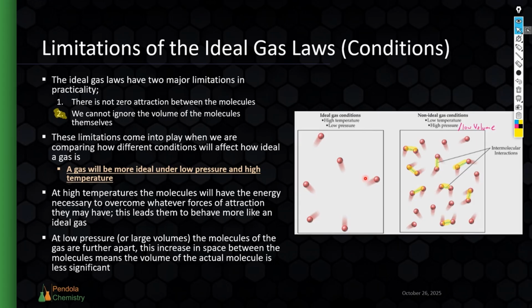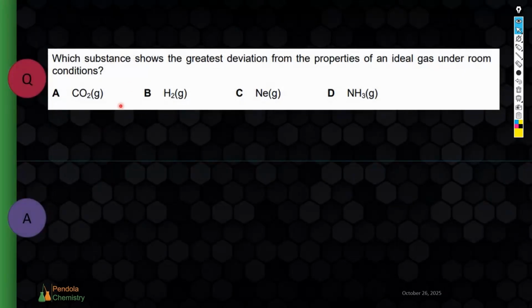So non-ideal gas conditions, low temperature and high pressure or low volume, are non-ideal. So these molecules are going to be less ideal under these conditions. Then more ideal conditions for ideal gases are going to be a higher temperature and a lower pressure. And you should be able to explain why that's the case. With a paper 1 question though, like this one, you don't have to explain it. That's more in paper 2.